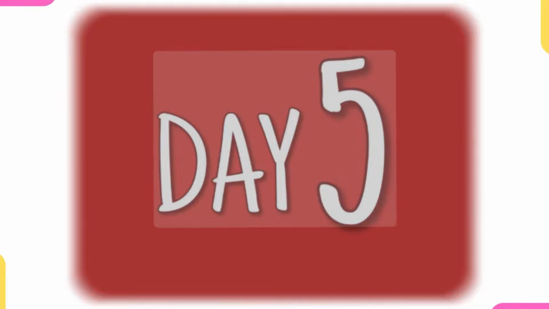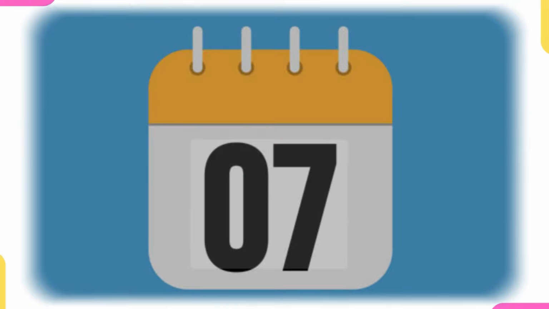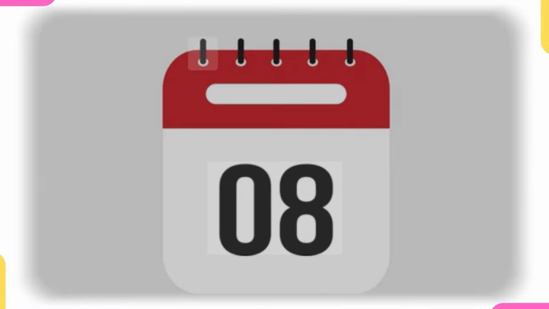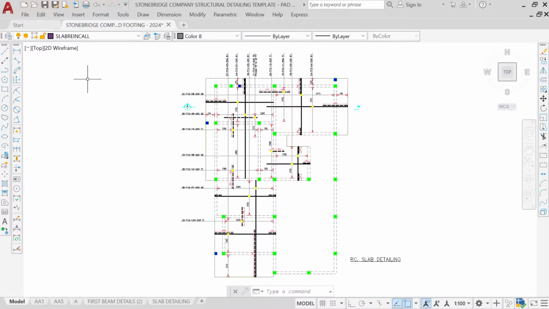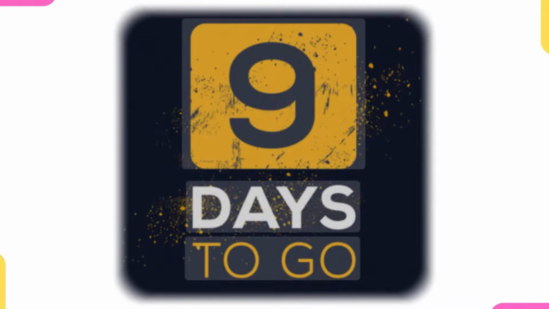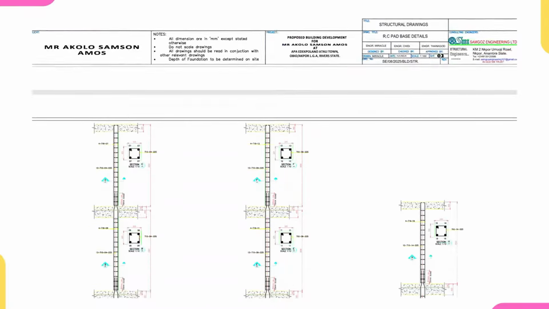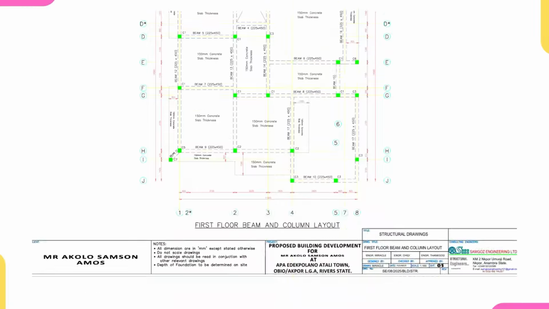Day 4 is all about foundation detailing. Day 5 will be about pad-based footing detailing. Day 6, column detailing. Day 7, beam detailing. Day 8, slab detailing, and you will understand the governing principles in slab reinforcement, that is how to place your top and bottom bars and how to detail a slab section. Day 9 is all about staircase detailing and sectioning. Day 10, you will learn how to print and present your drawing in a way that looks professional.